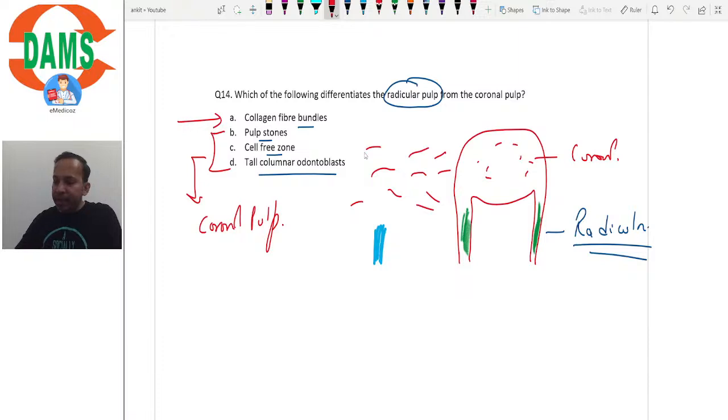Only option A is specific to radicular pulp, isn't it? So option A is the correct answer. Option A is the correct answer. Is it clear?